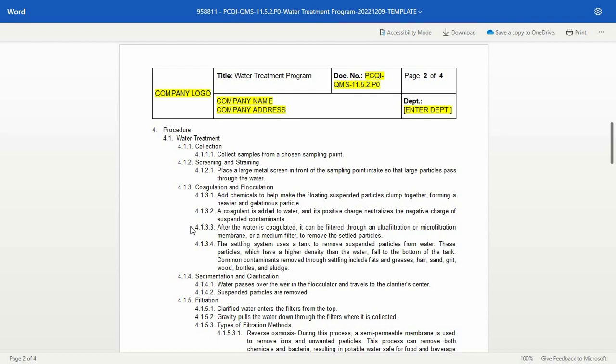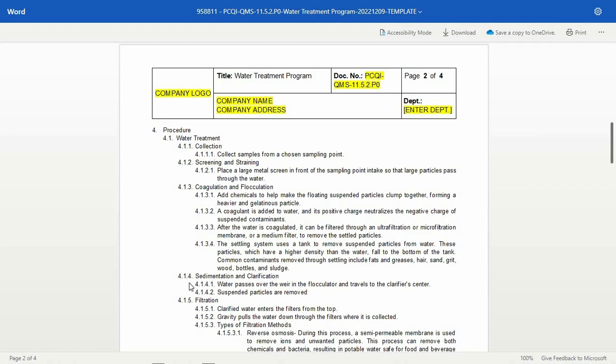remove the settled particles. The settling system uses a tank to remove suspended particles from water. These particles, which have a higher density than the water, fall to the bottom of the tank. Common contaminants removed through settling include fats, greases, hair, sand, grit, wood, bottles, and sludge. Fourth is sedimentation and clarification.